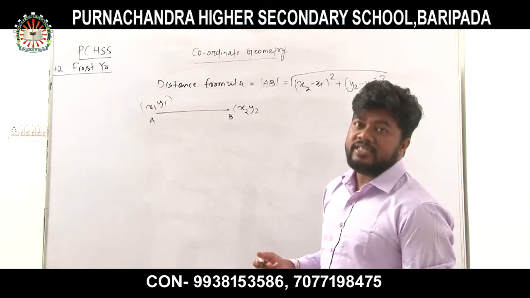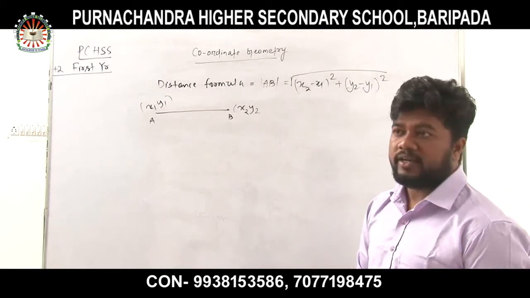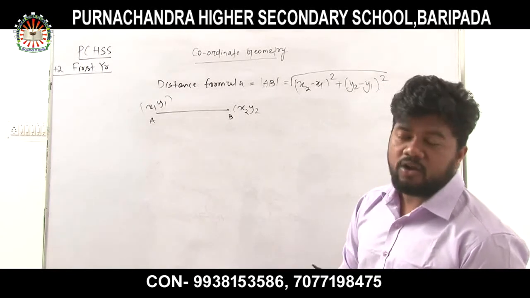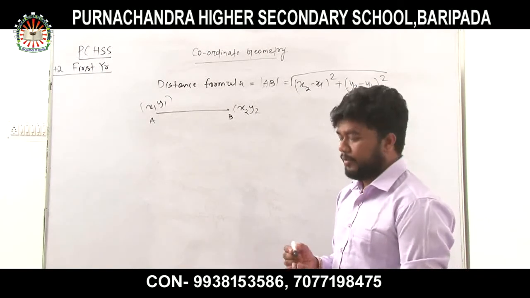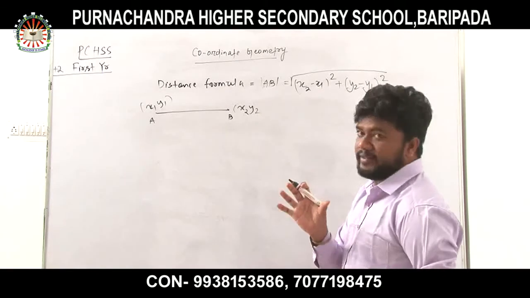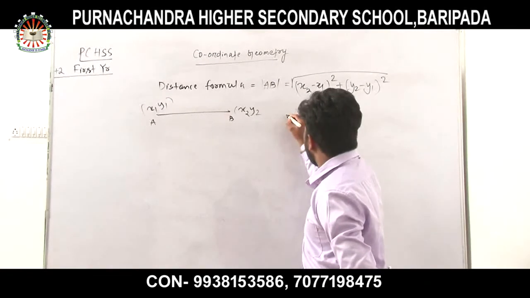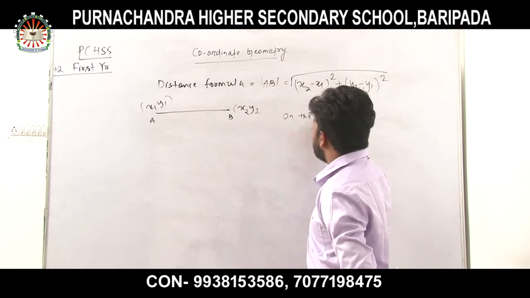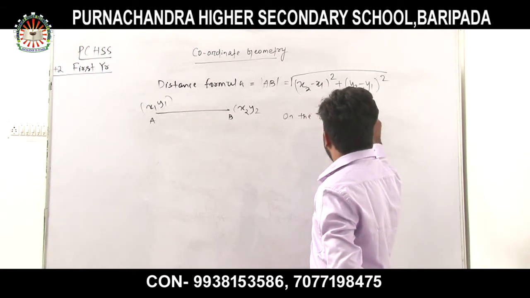Now, by using the distance formula, we distinguish triangles, like what is an isosceles triangle, what is an equilateral triangle, and what is a scalene triangle. On the basis of length, triangles are 3 types. On the basis of sides.